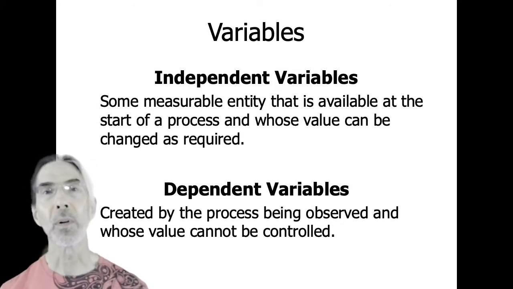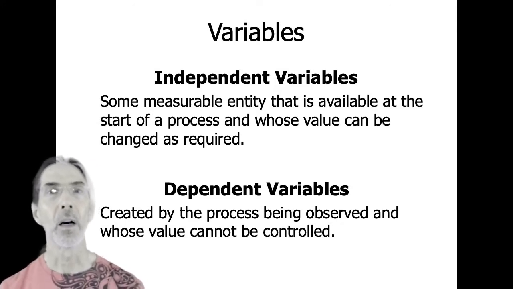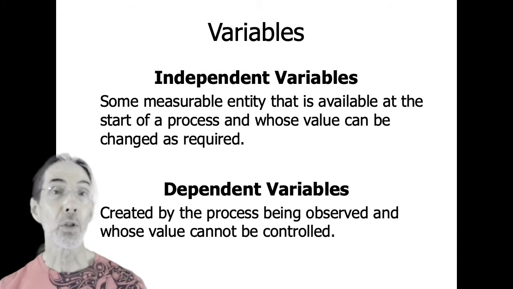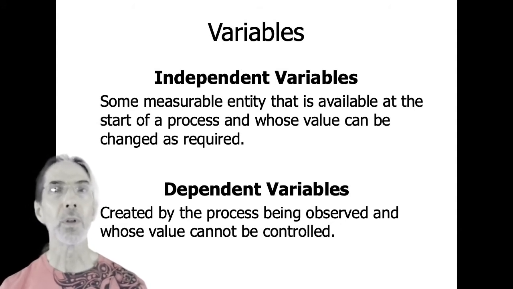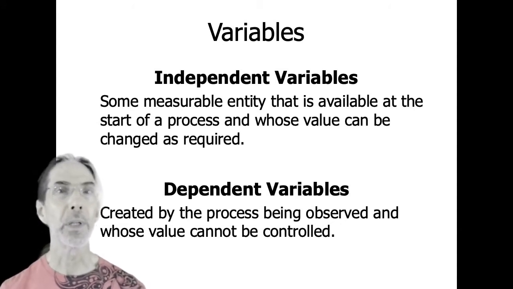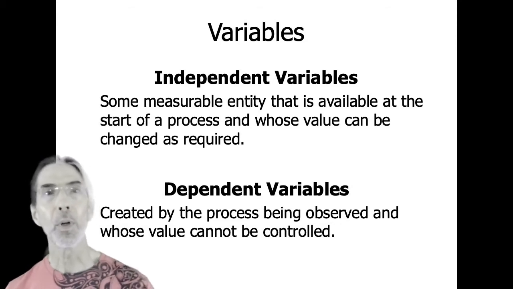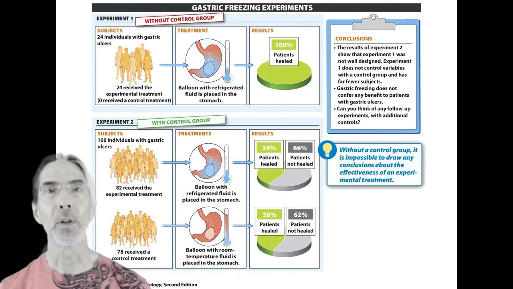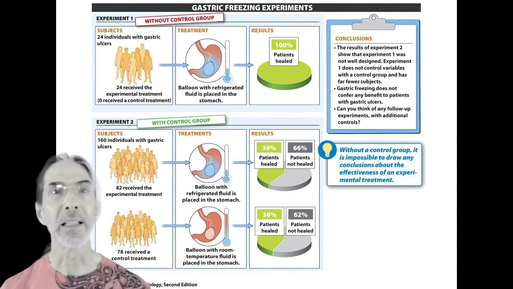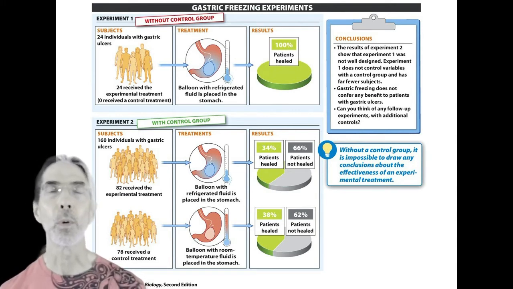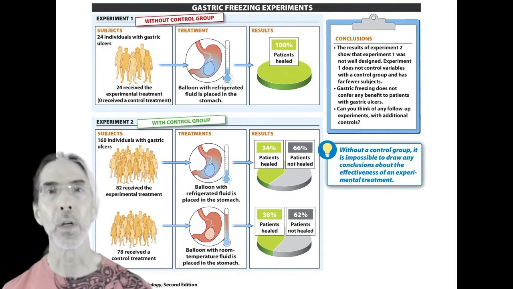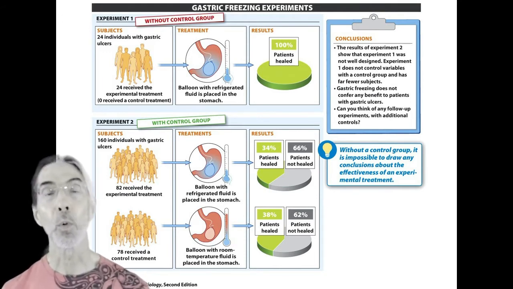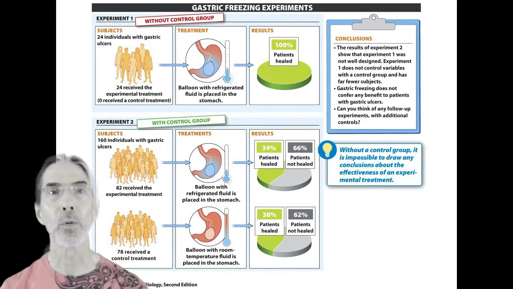All right, here's an example of a bad experiment and then a good experiment. And this is also a good example of how you should not be suckered in by a bad experiment. Here they put a balloon in people's stomach to solve a gastric problem. They filled the balloon with a refrigerant and claimed that of all the people they tested, which was a small number, 100% were cured.